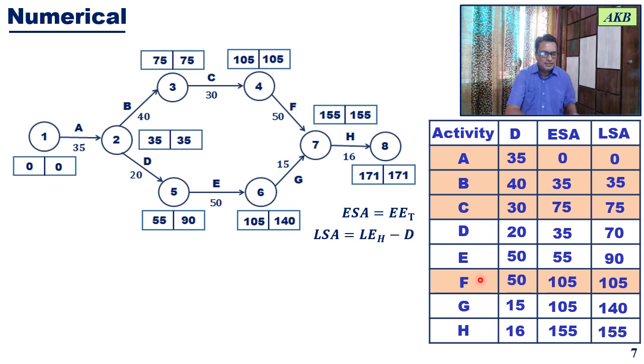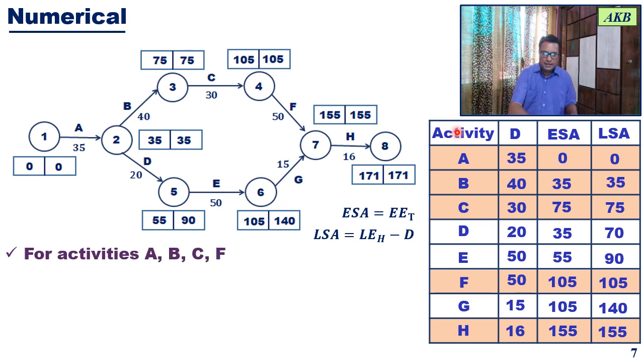So the next thing that is being highlighted is activity F, for which the earliest start time and latest start time are the same. This is the case for activity H. So the conclusion is, for all the highlighted activities, earliest start time is equal to latest start time, and all those activities for which this is satisfied. What is satisfied? Earliest start time is equal to latest start time. All those activities will fall on the critical path.